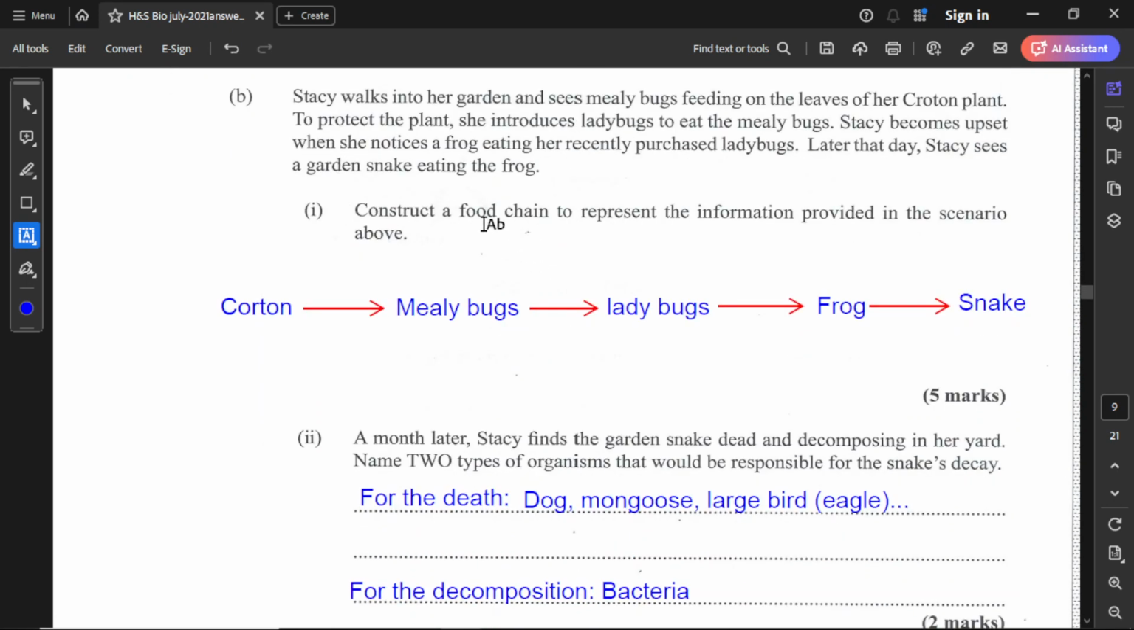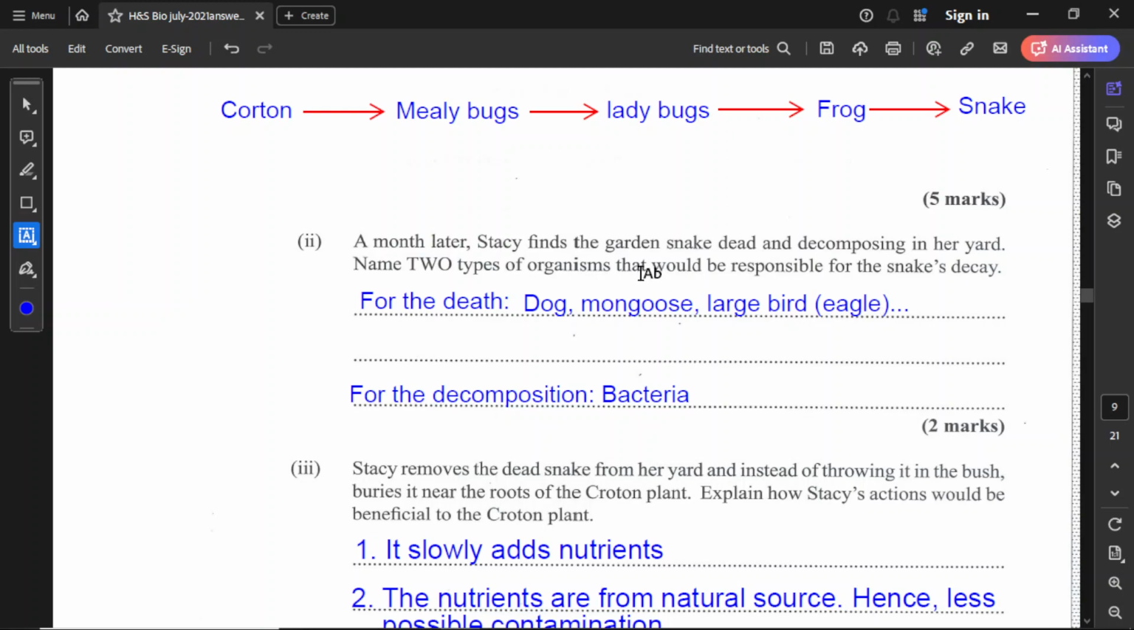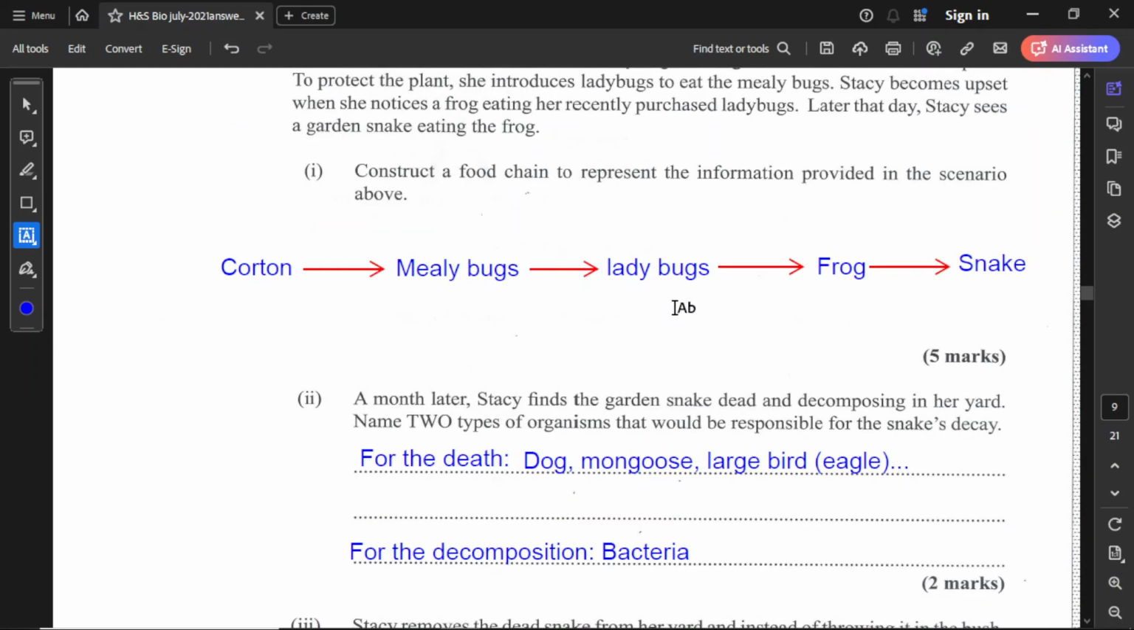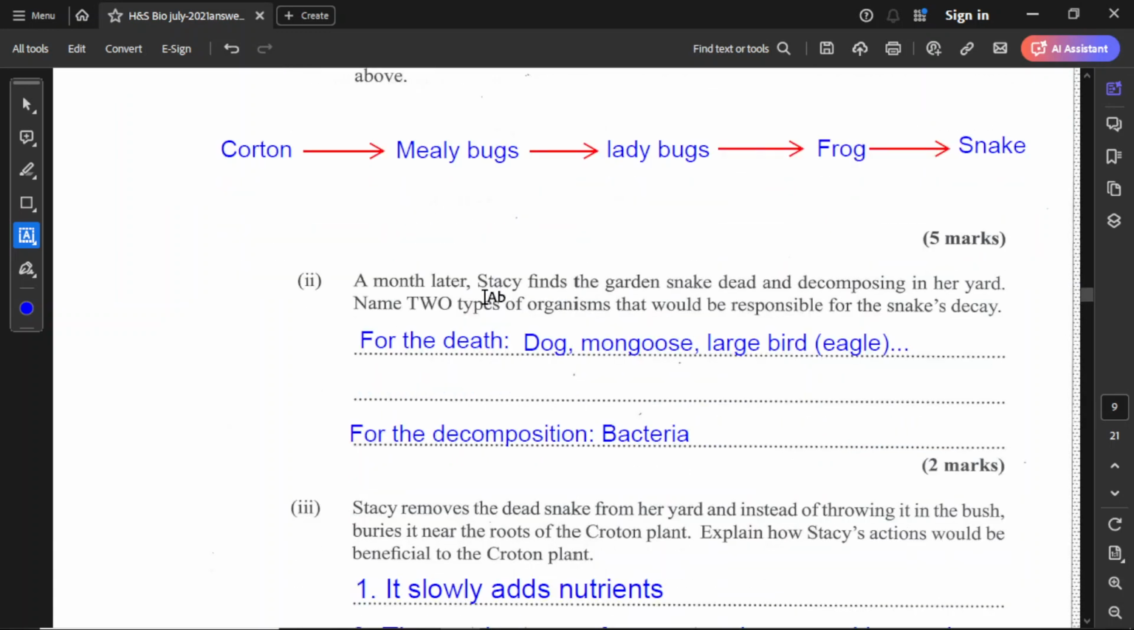So construct a food chain to present the information provided in the scenario above. And so first you have a cotton plant right here. Then you have mealybugs, then you have ladybugs, and you have a frog, then you have a snake. All right, and so the next part of the question, that's 5 marks for that. I don't know why they give 5 marks. That normally would be like a 2-mark question. That's just straightforward arrows. But what is very important though, you must have your arrows pointing in the correct direction. That's a must. And then you must have the organisms in the correct order. But anyway, that's easy 5 marks for most people.